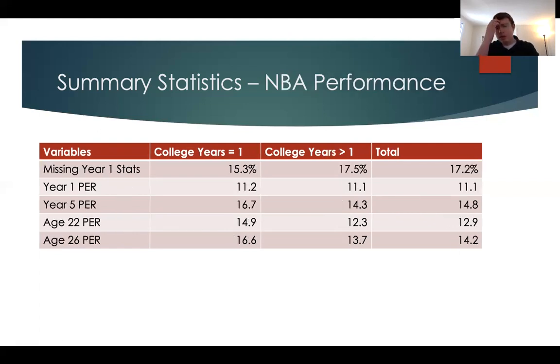If we then compare subsequent NBA performance, those who spent only 1 year in college are less likely to be missing their first year stats, which would mean they're less likely to have not made the NBA roster. And it's the case that if you compare their first season PER, 1 year and more than 1 year players have pretty similar first year PER, but by year 5 and even the age 22 and age 26 seasons, those players that only spent 1 year in college have higher PER.